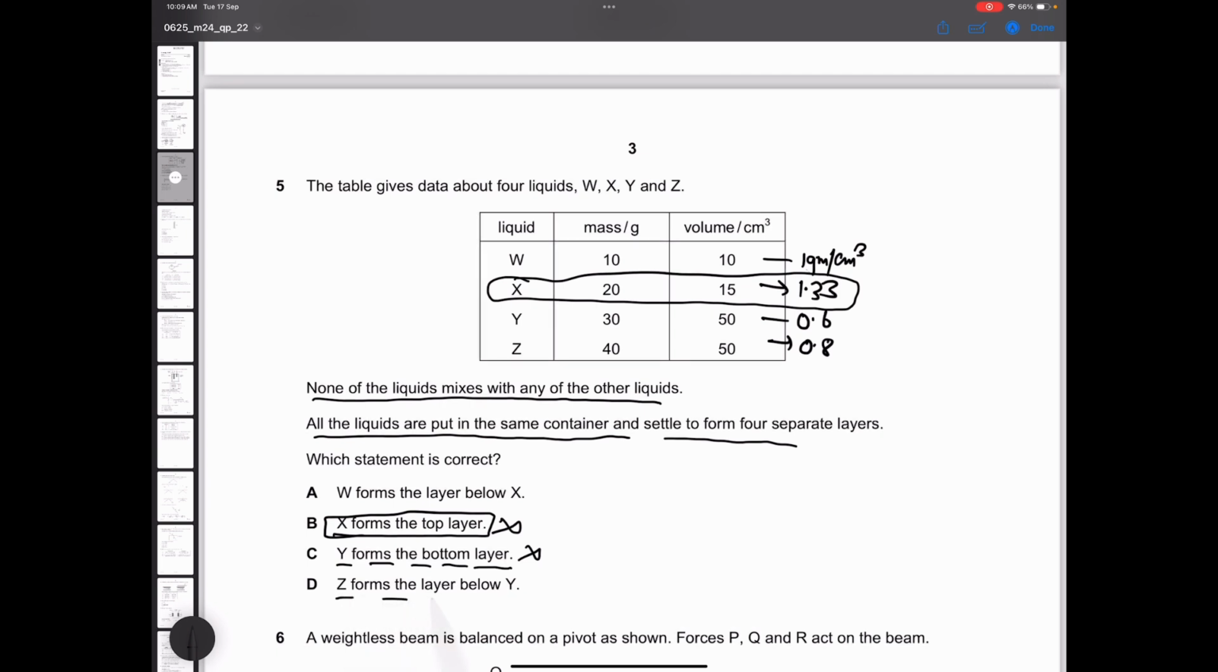Z forms a layer below Y. This we can check. The density of Z is 0.8 and density of Y is 0.6. So clearly Z will be at the bottom of Y. This option is correct. Now let's also check option A. W forms a layer below X. W's density is 1 and X's density is 1.3. Not possible. X will form a layer below W, not W. Option A is incorrect. Next question.